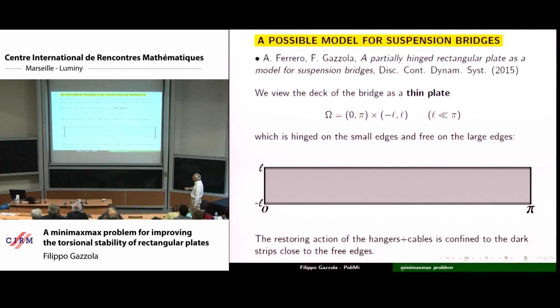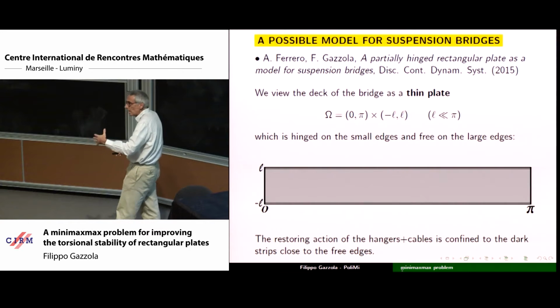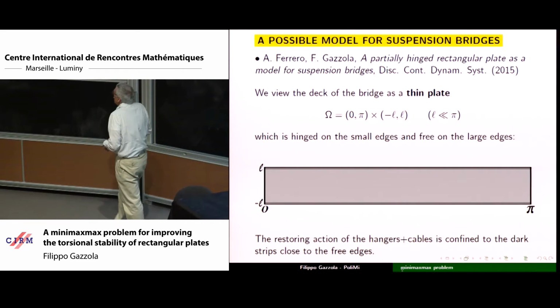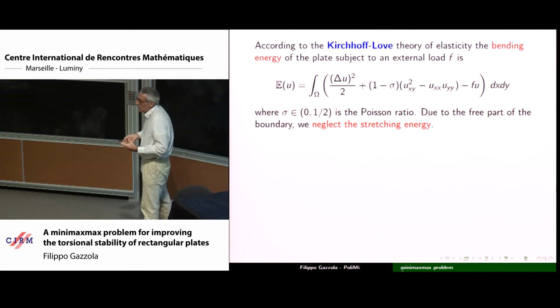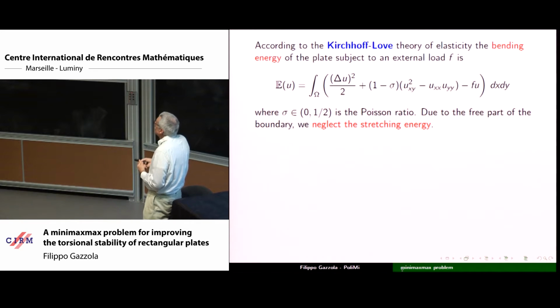Okay, the deck is here hinged on these two edges. It is hinged, while these long edges are free. And if I put here some dark parts, it is because here is where you have basically the restoring force due to the cables and the hangers. So the forces are mostly going to concentrate in these two strips, although the wind and the traffic loads can be spread everywhere.